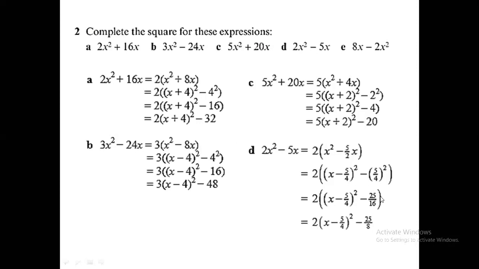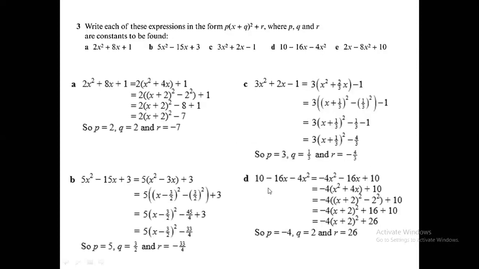Then after that you can multiply with the brackets: 2 into x minus 5/4 whole thing squared, minus 2 into 25/16, which is 25/8. These are the points where we have to understand. Then we have to learn to write each of these expressions in the form p(x plus q) whole thing squared plus r.